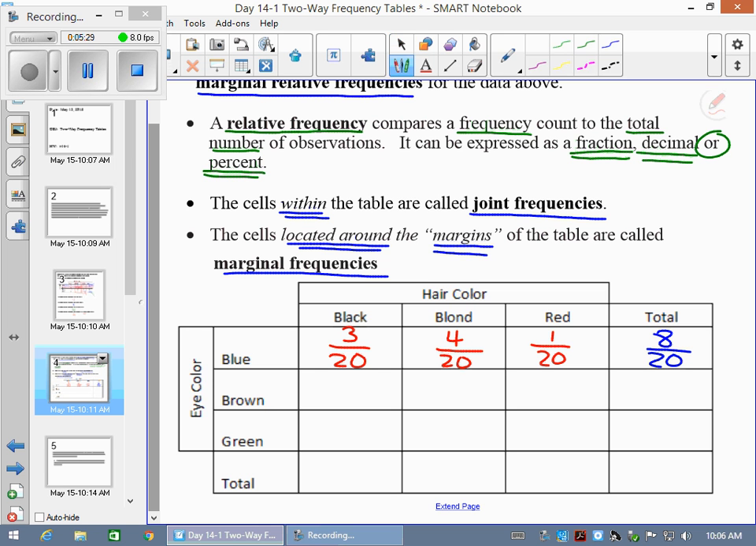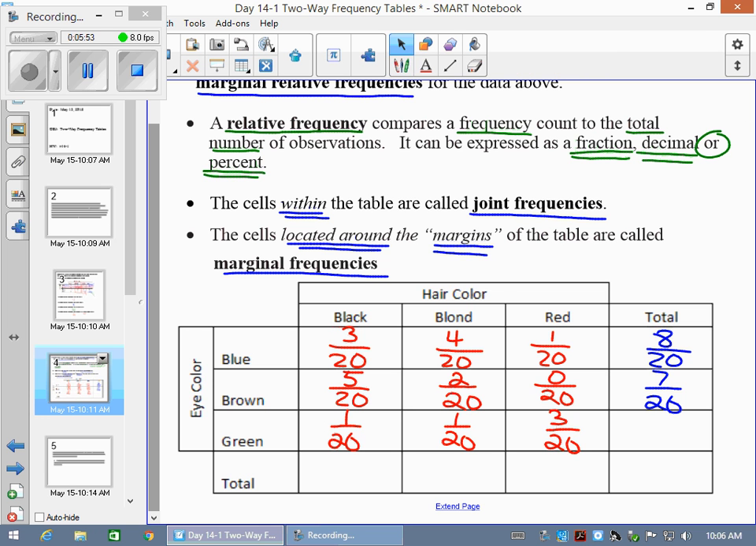So brown, we had 5 out of 20. Here we had 2 out of 20, 0 out of 20, and then the marginal, the total was 7 out of 20. Then we had 1 out of 20, 1 out of 20, 3 out of 20, and then the total was 5 out of 20. 9 out of 20, 7 out of 20, 4 out of 20, and our final total should be 20 out of 20, because that's our total.